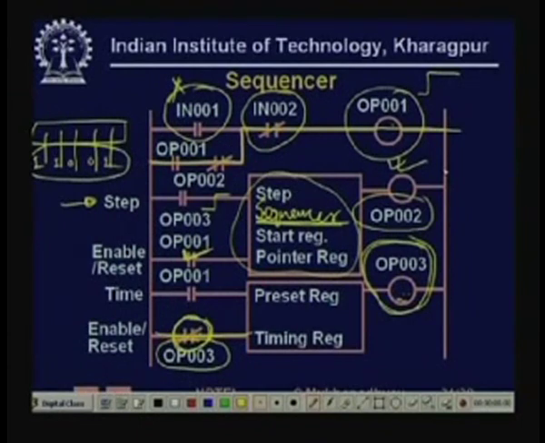The sequence has a fixed number of steps. At the end of the sequence this will go high. Once this goes high, this one goes off. When this one goes off, this one goes off, and there is no more timing here, and the sequencer itself is disabled.